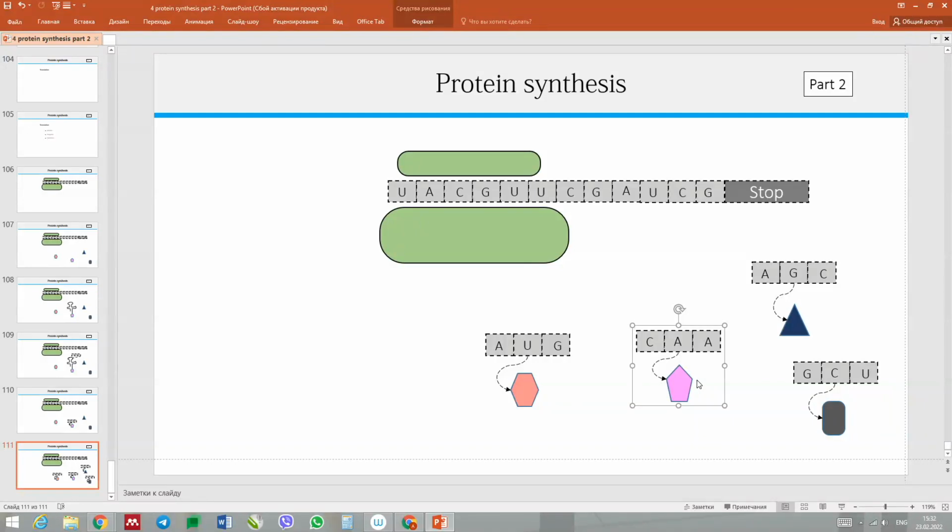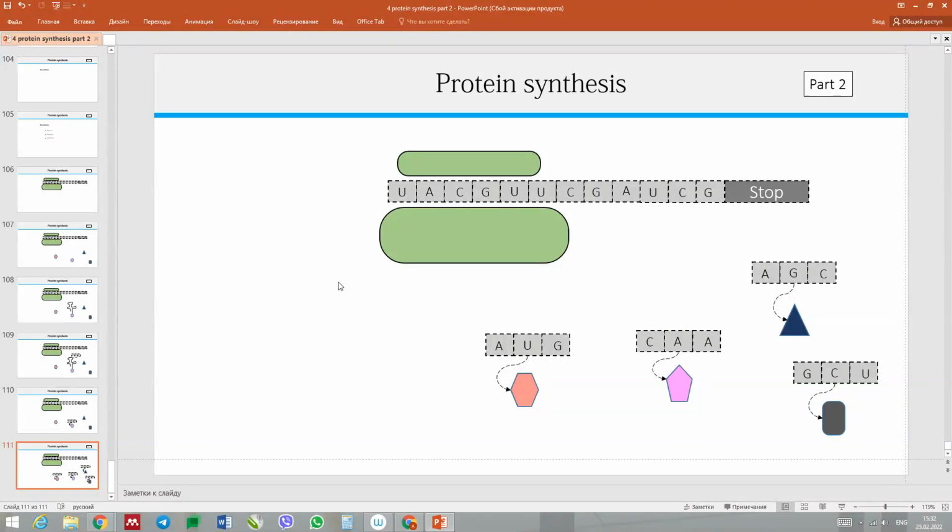And now let's look at how this whole system is working. So you see here a triplet of nucleotides: uracil, adenine, cytosine.